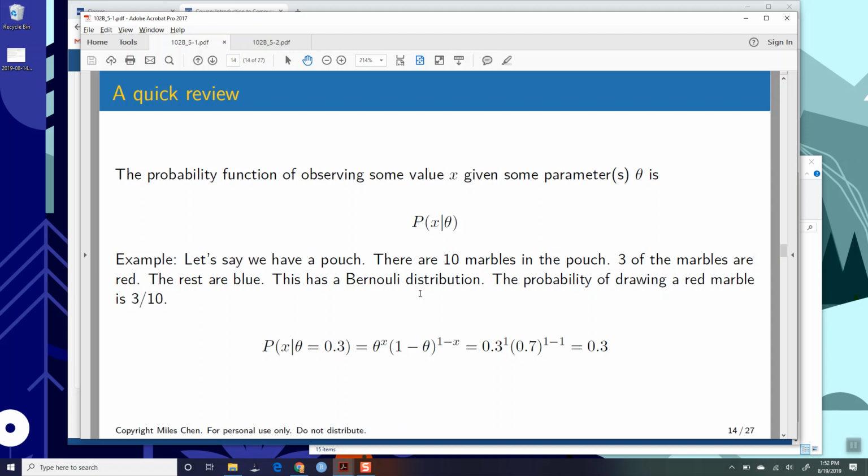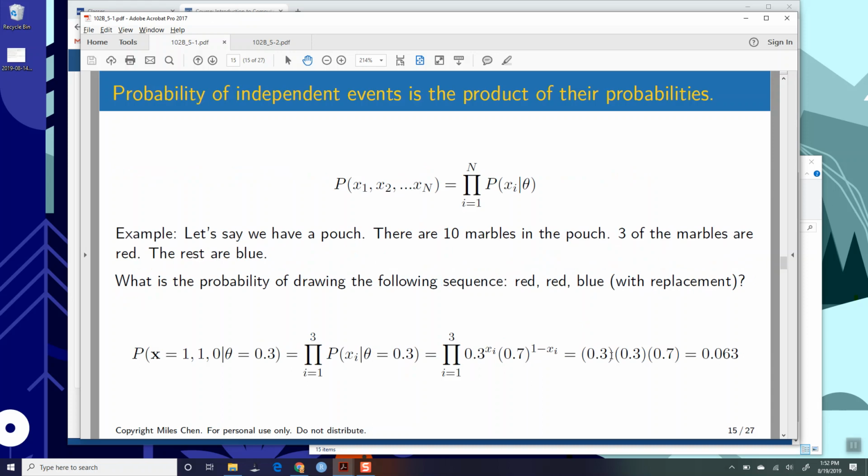Right? When I draw one marble out with replacement, it's got a Bernoulli distribution, and so the probability that we get a red marble is 0.3. Simple enough. And so the Bernoulli PMF, because it's discrete, is going to be this: x either takes on 0 or 1, theta to the x times 1 minus theta to the 1 minus x. So we have probability 0.3. If we observe a sequence, red, and we put it back with replacement, red, and we put it back, and then we scramble it up, and we pull out blue.